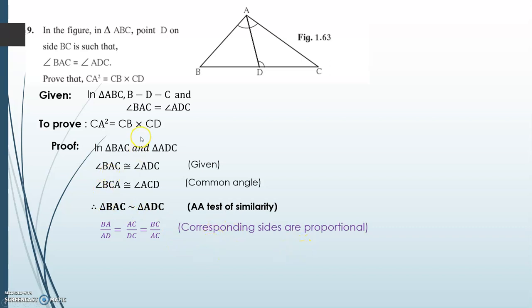Now, let's look at what is to be proved. CA square is equal to CB into CD. Let's look at which ratio we will choose. CA square, yes, it comes in the second and the third ratio, AC. So we'll choose these two ratios. AC upon DC is equal to BC upon AC. We'll write it down and then we will cross multiply. AC square is equal to BC into DC. Now the question asked is CA square is equal to CB into CD. So we'll rearrange this and write as the question is asked. CA square is equal to CB into CD. This is how we prove number 9.